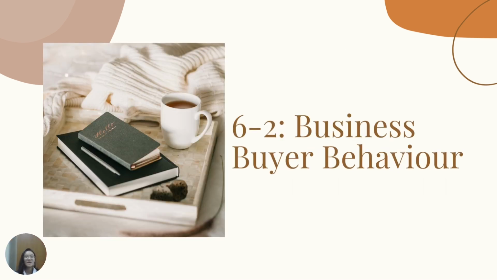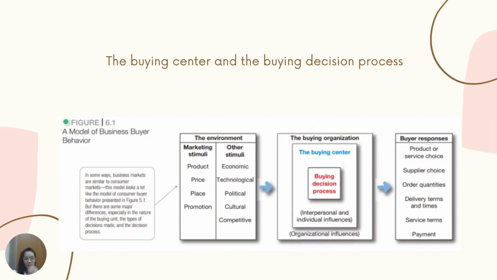Next, we are going to learning objective 2 of chapter 6: identify the major factors that influence business buyer behavior. At the most basic level, marketers want to know how business buyers will respond to various marketing stimuli. Figure 6.1 shows a model of business buyer behavior.